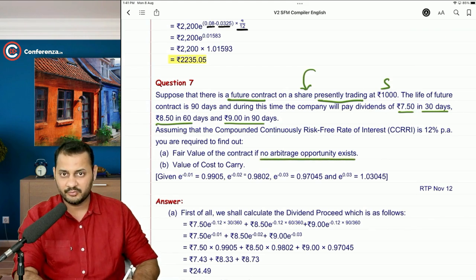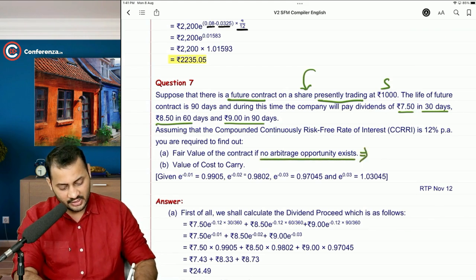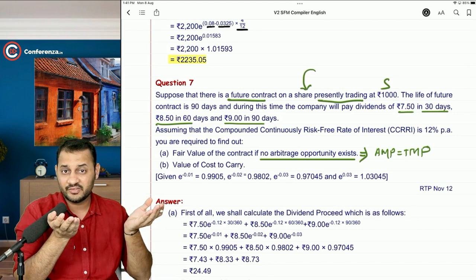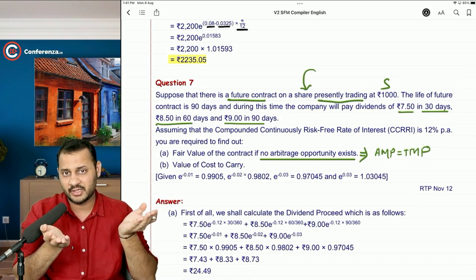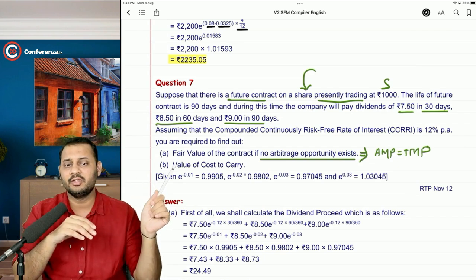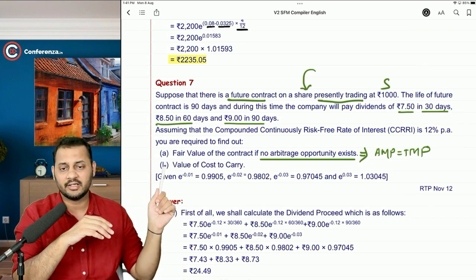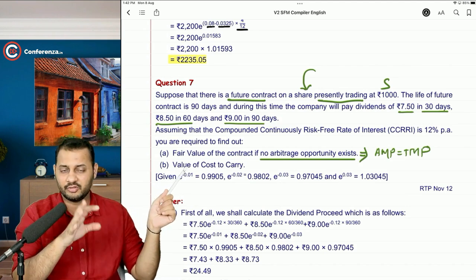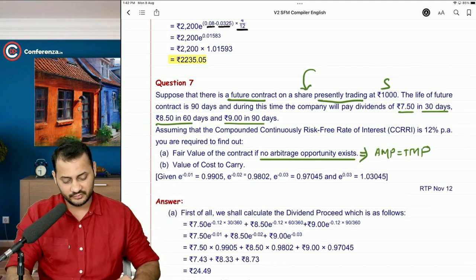Underline the words no arbitrage opportunities exist and write them down. Arbitrage opportunities do not exist when the actual market price is equal to the theoretical market price, when there is no difference in the price of the same asset in two different markets. We'll talk about it later. In this question, just calculate the value of the contract and then we will find out the cost of carry. We'll talk about it later, but let's first discuss the futures contract.